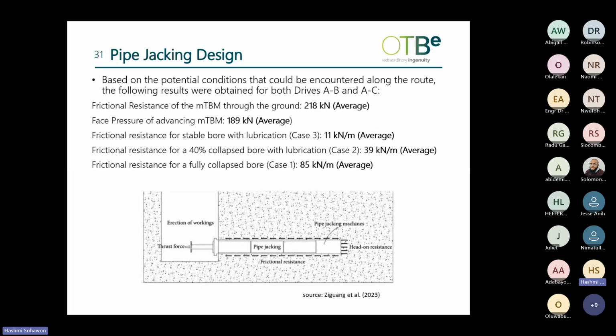We can also observe that the highest shear force per meter occurs in case 1, because we have full contact with the soil. The lowest value is for case 3, and the shear force per meter for case 2 is somewhere in between the two. As you can see here, for case 2, I have shown the value for 40% of the bore collapse.